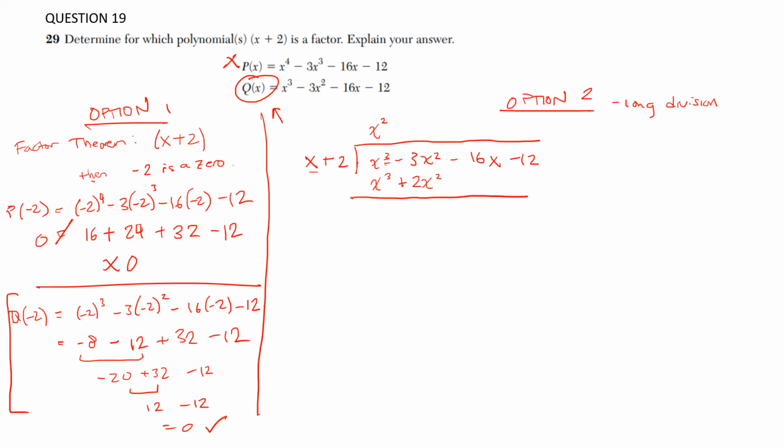So just like we do in division, we now subtract and see what our remainder is. So this cancels to 0, but this gives us negative x squared. We can bring down the remaining factors as well. It's minus 16x minus 12. Awesome.